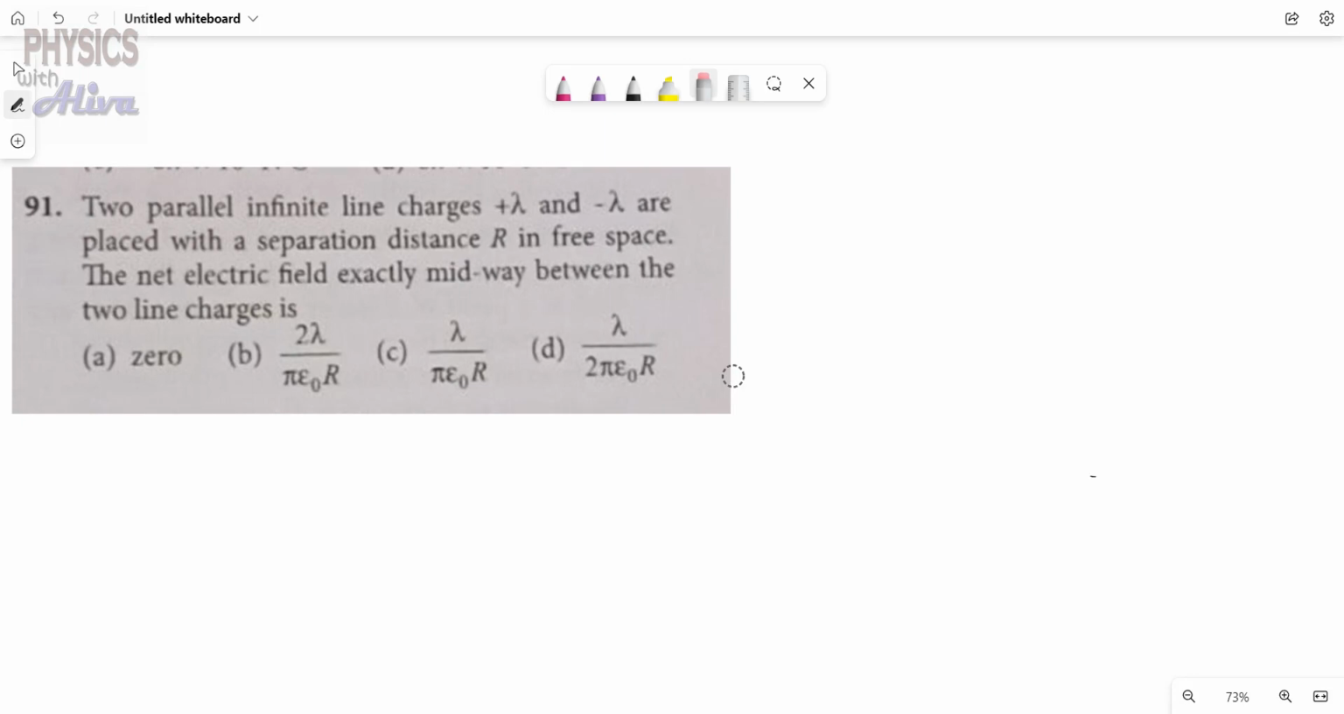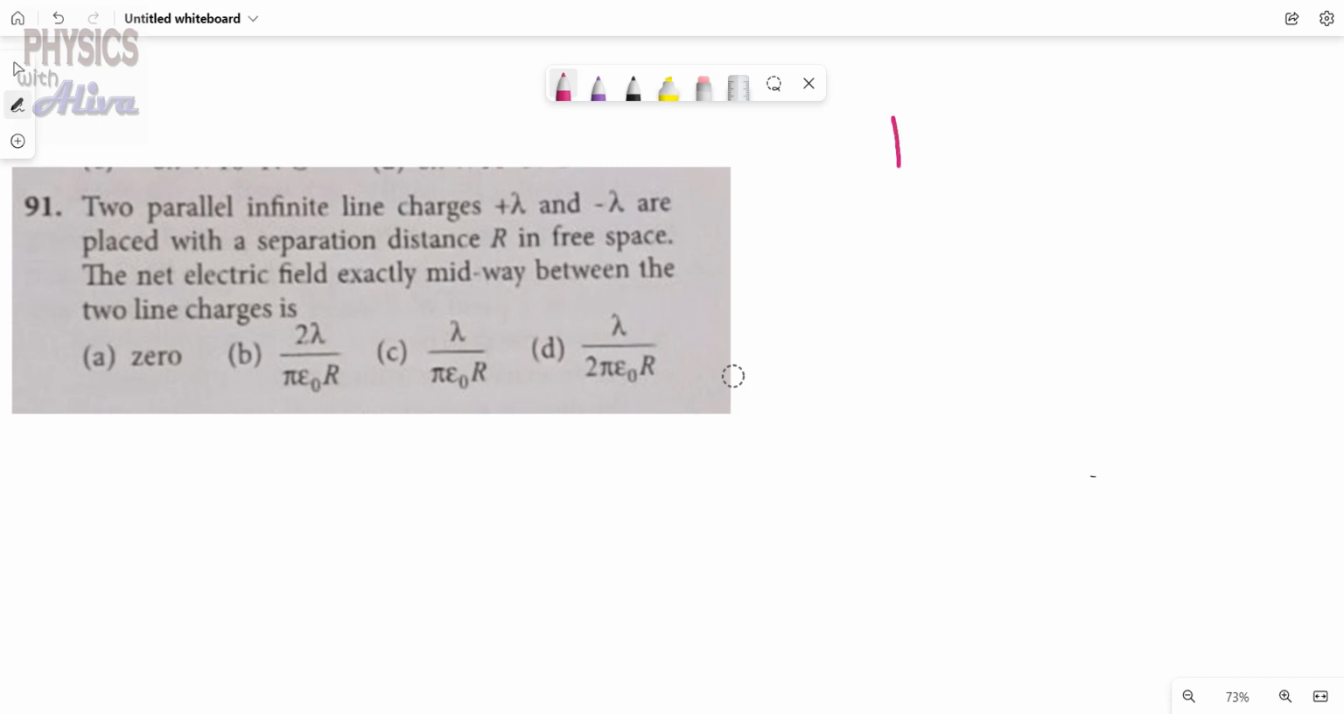Okay, now let's start. Two parallel infinite line charges, plus lambda and minus lambda, are placed with a separation distance capital R in free space. The net electric field exactly midway between the two line charges is. Before starting the problem, I would like to discuss some theory so that you can easily understand the problem.